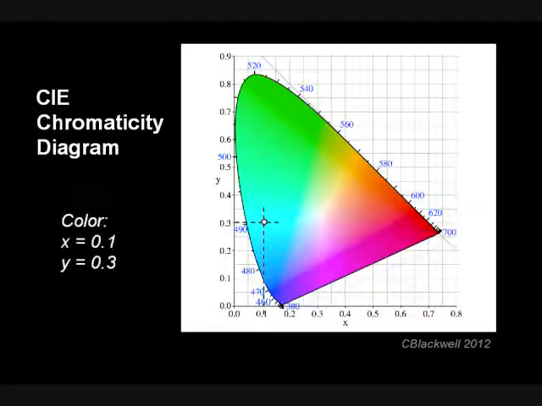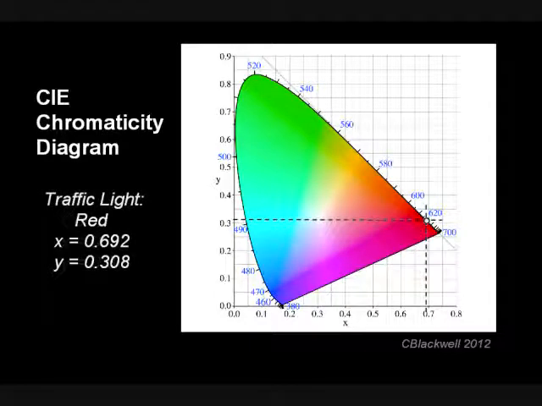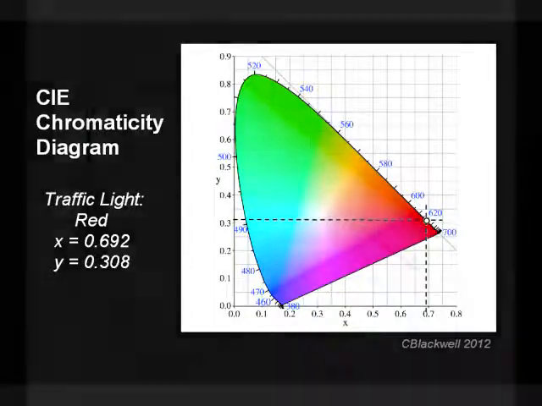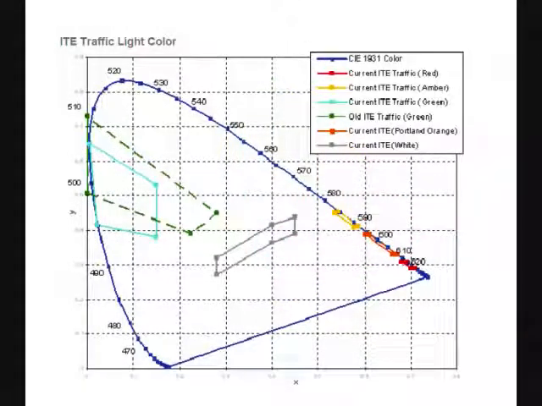Picking a spot at random, say x equals 0.1 and y equals 0.3, that specifies a color in the region of cyan. Specifying color that everyone can agree upon is one of the main purposes of creating this system. Let's pick our next spot with a purpose. The color of red in a stoplight is specified by the Institute of Traffic Engineers to have these color coordinates, putting it in a region of highly saturated spectral red. In fact, here are the entire color specifications for traffic lights, showing the allowable range for each color choice, amber, green, and so on.